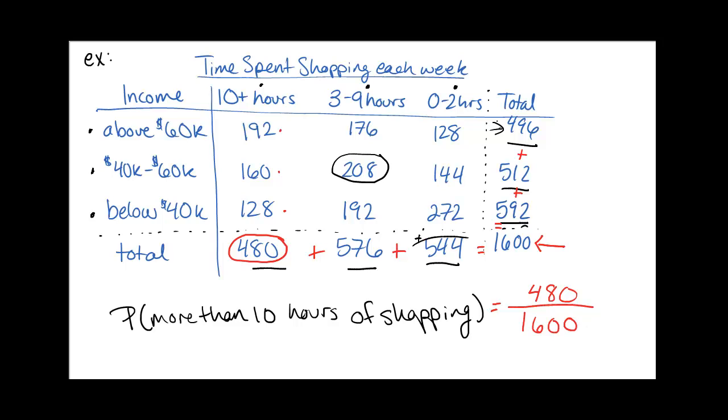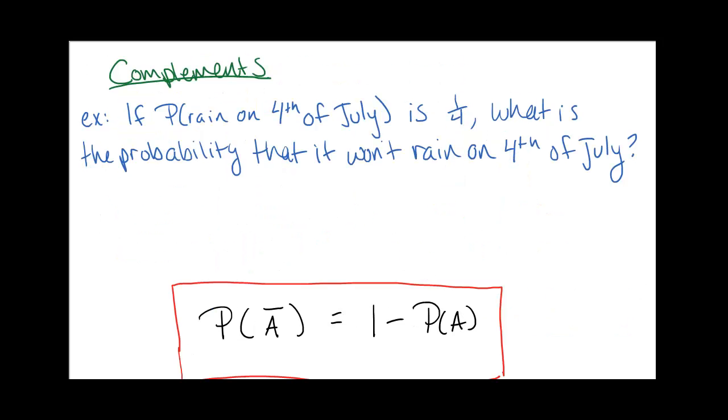So our probability is 480 out of 1,600, or if we reduce this, this is 0.3 or 30%. Aside from computing probabilities directly like we just have been, another important thing that we'll use quite a bit in these calculations is the idea of a complement.